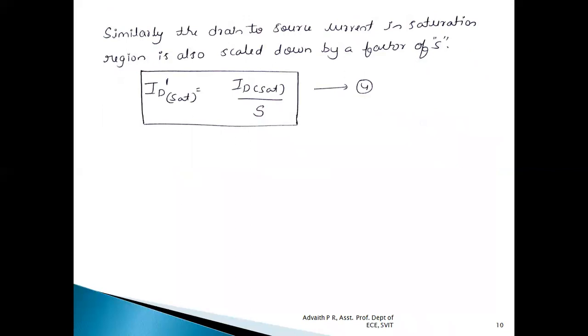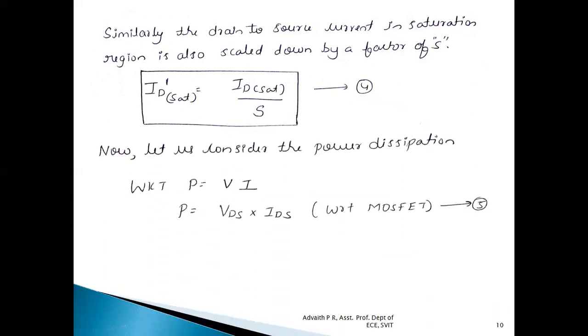Next. Similarly, the drain to source current in saturation region can also be written as follows, which will also be scaled down by a factor called as S. ID saturation dash will be equal to ID saturation divided by S. That is, the scaled drain to source current under saturation region will be equal to the normal drain to source current under saturation region divided by the scaling factor. Let us consider that as equation number 4.